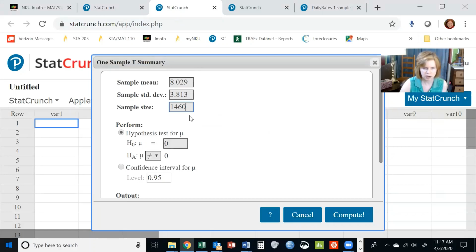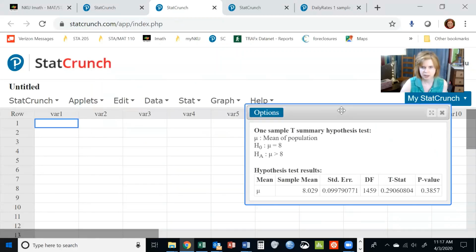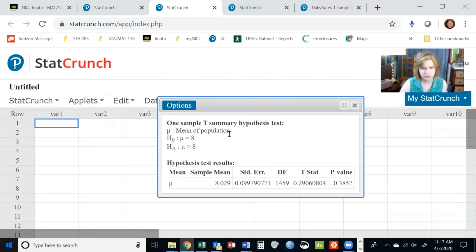And I'm going to do a hypothesis test. So here I have to state, what are my hypotheses? Well, the null hypothesis, what we were trying to prove is that the mean wind speed is bigger than 8, right? So the null is that mu equals 8, and then I'm going to change this guy to greater than 8. And then I'm going to compute. And I get this. All right?